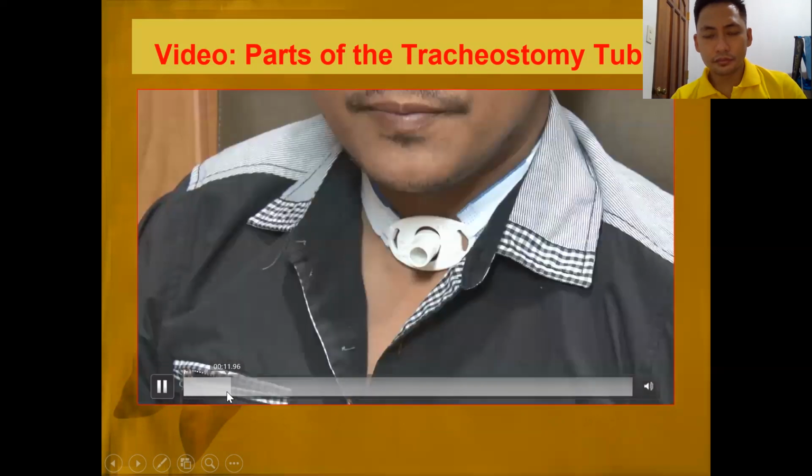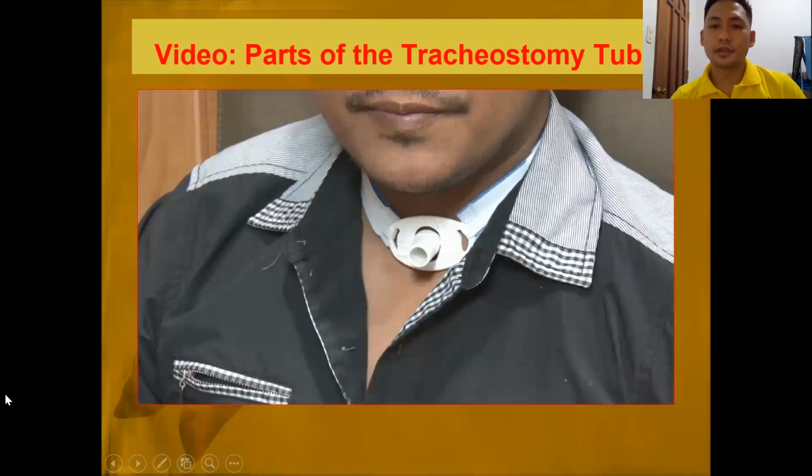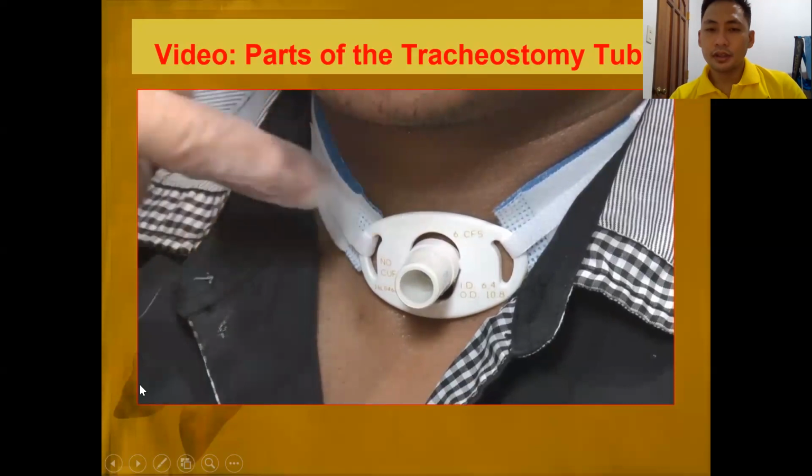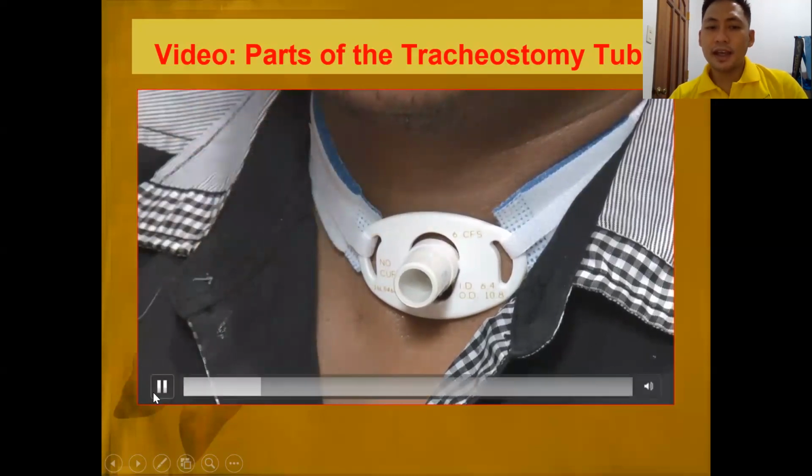Look carefully at the parts of the tracheostomy tube. You can see here is the neck plate. So this is the neck plate. And dyan sa neck plate nakalagay yung kung anong size ng neck plate. Okay, so that pag replace, alam mo kung ano yung size.